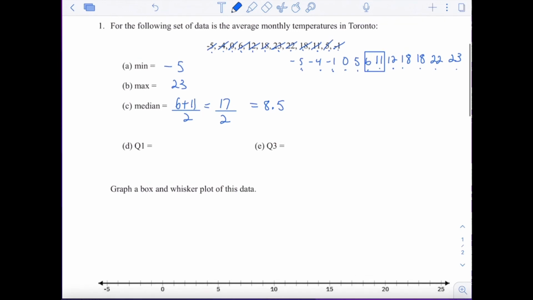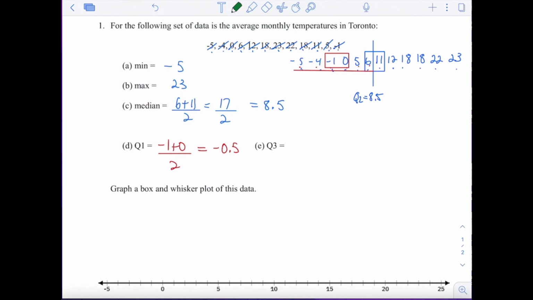Now remember, Q1 and Q3 are the medians of the lower and upper half, not including Q2. Q2 is 8.5. So what I need to do is find the median. Okay, to find Q1, I'm finding the median of these 6 pieces of data. So I'm going to need to go 1, 2, 3, 4, 5, 6. I'm going to need to take the average of the 3rd and 4th pieces of data, -1 plus 0 over 2. So Q1 is -0.5.